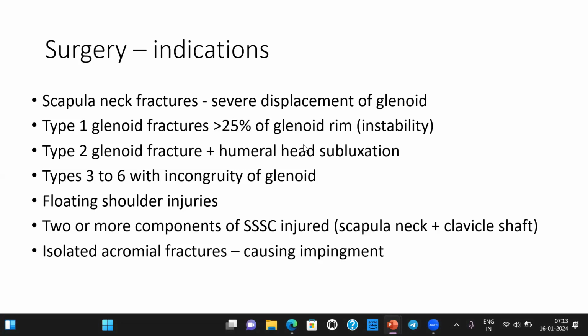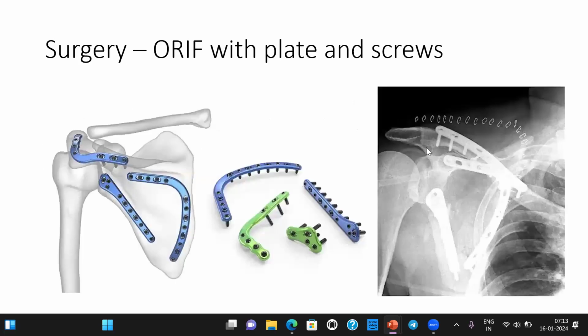And type 2 fracture with humeral head subluxation, and type 3 to 6 with incongruity of the glenoid. Floating shoulder injuries must be considered for fixation, and two or more components of the SSSC injured. The most common combination which we encounter is scapular neck fracture plus clavicle shaft fracture. And isolated acromial fractures might cause impingement. So, open reduction and internal fixation with plating is done.